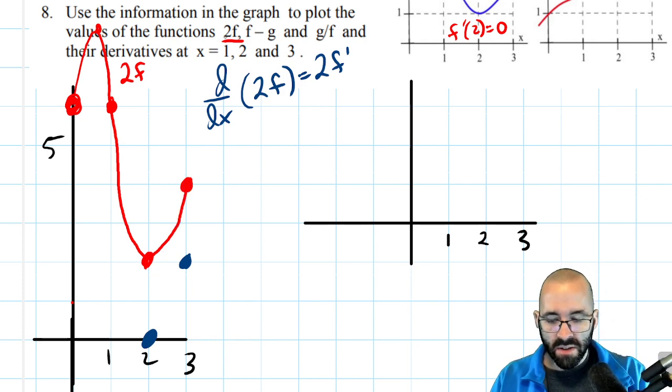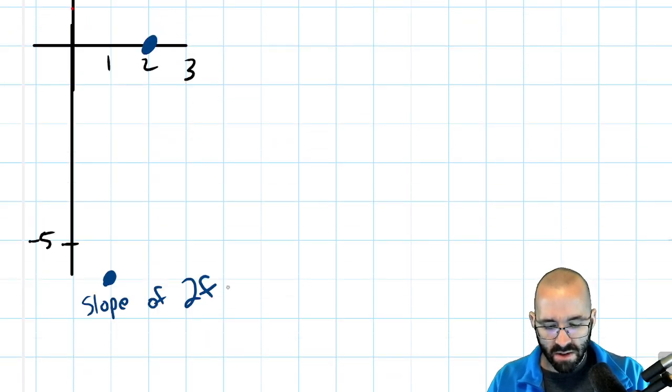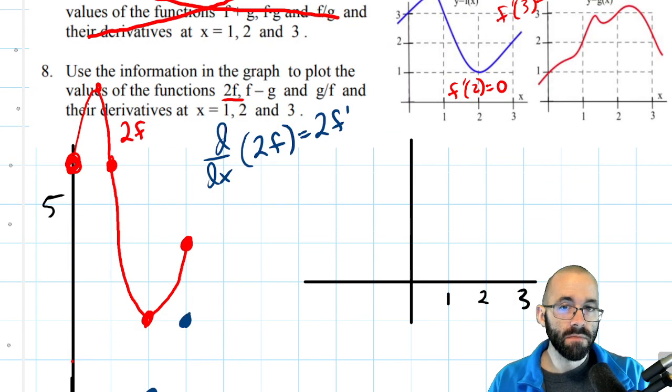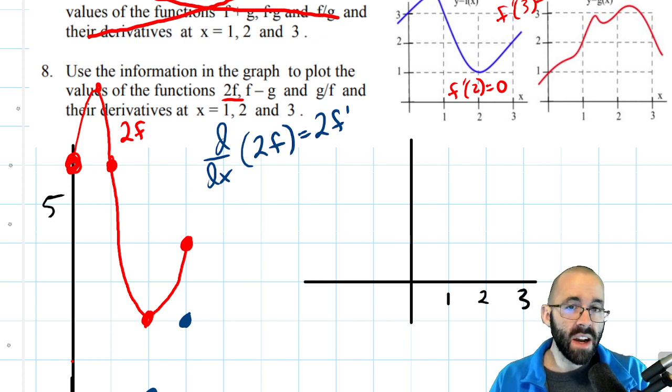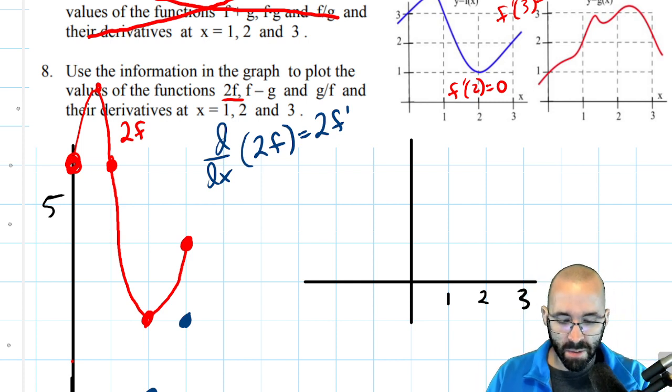So we've now done the first thing it asks. We've graphed 2f. We've graphed 3 points for the slope of 2f. We've seen how they interacted with each other. The rest of this problem is now doing the same thing for f minus g and g over f. So you should have 3 graphs as your answer here. I'm not going to do all 3 of them for time purposes, but it's good practice for you.